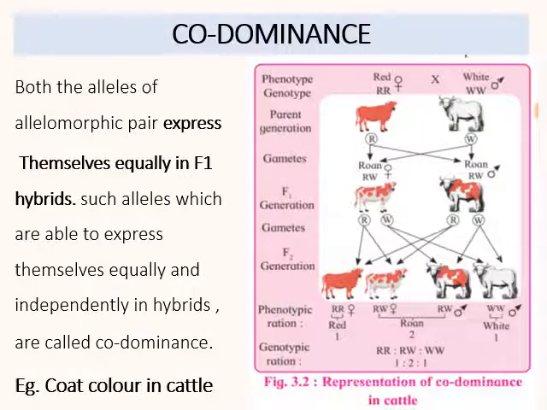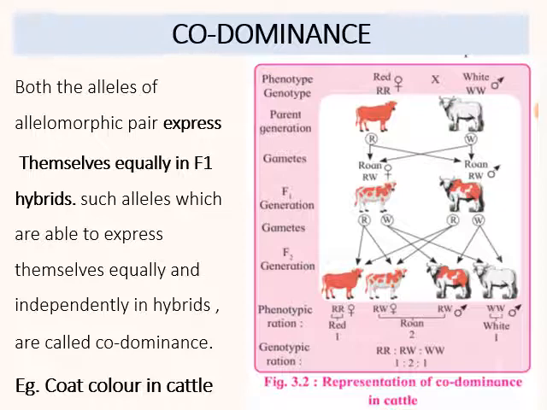Now codominance, for example, coat color in cattle. Red cattle are crossed with white cattle. F1 hybrids were roan. Roans have a mixture of red and white color hair. You can see this in the image. Thus, both the traits are expressed equally. In the F2 generation, red, capital R capital R, roans, capital R capital W, and white, capital W capital W, are produced in the ratio of 1:2:1. And here, phenotypic and genotypic ratios are identical to each other.